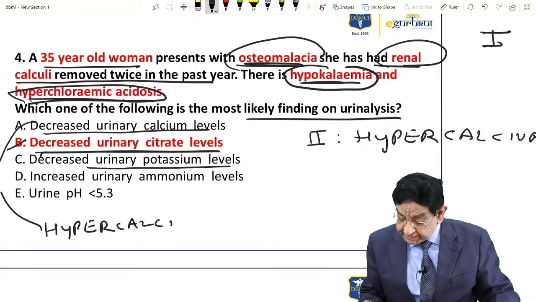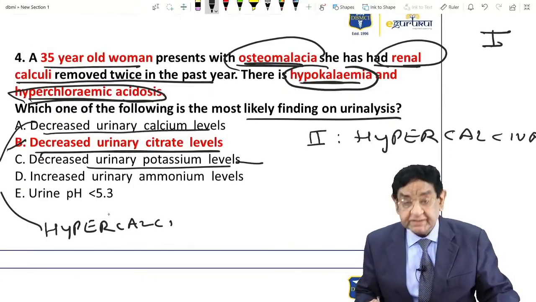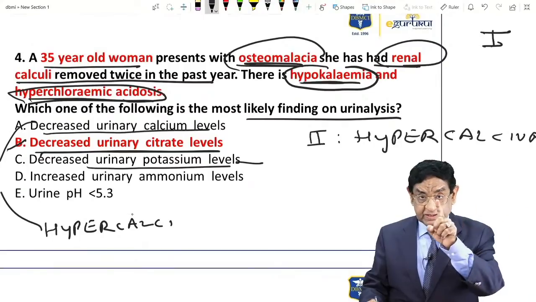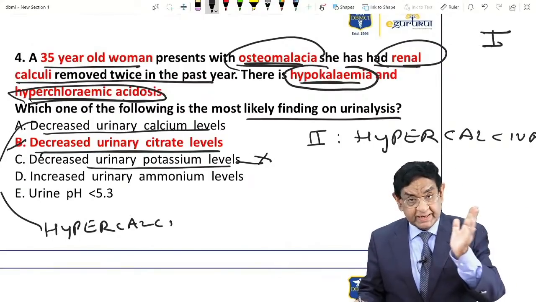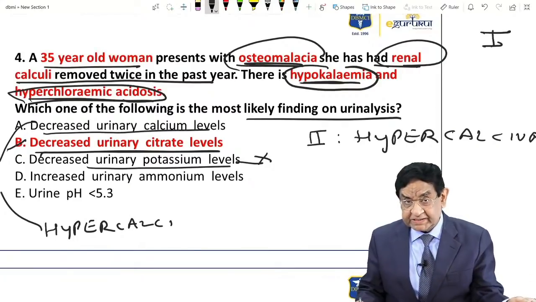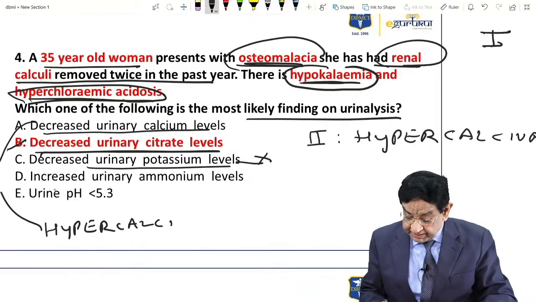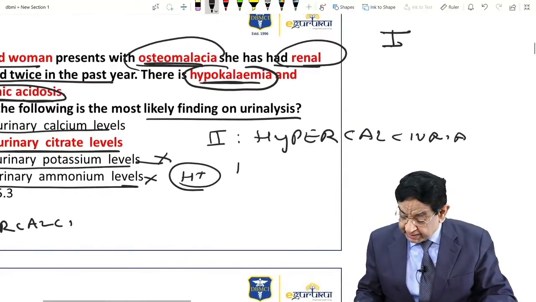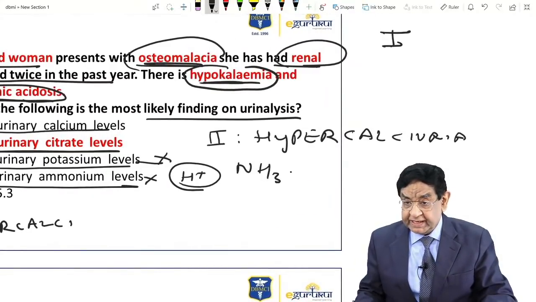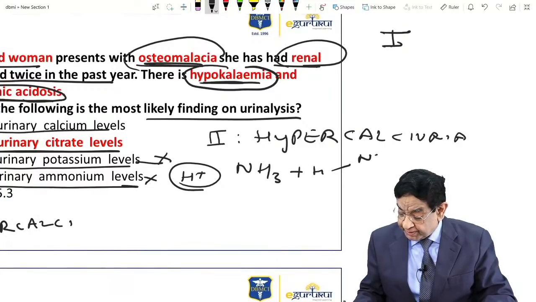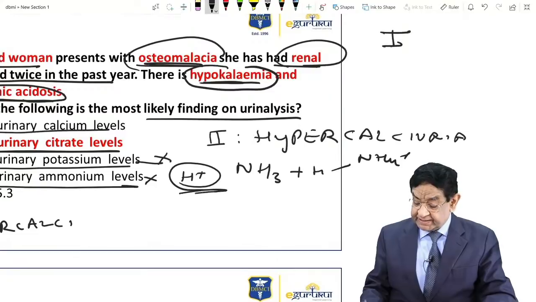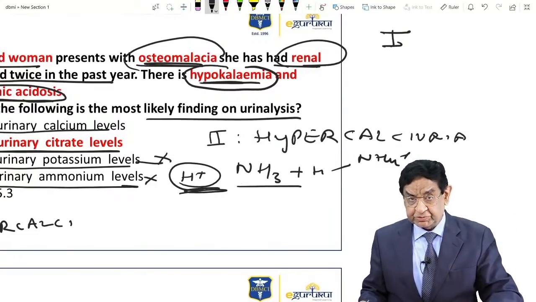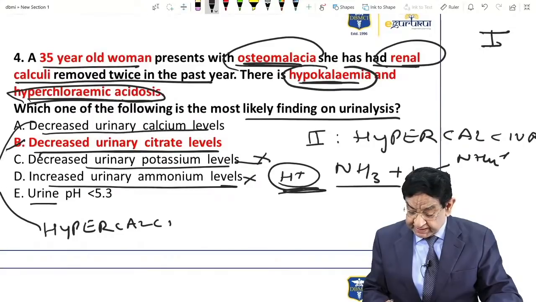Decreased urinary potassium level, no. Excess potassium is being lost, so this is not the answer. I hope you remember, H+ is not going, potassium going extra. So there will be increased potassium. Increased urinary ammonium level, no, because H+ is not coming in the urine. Normally in the urine we have ammonia that combines with H+ to make ammonium. But H+ is not coming, so ammonium will be reduced. And finally, urine pH less than 5.3, no way, it is more than 5.5.